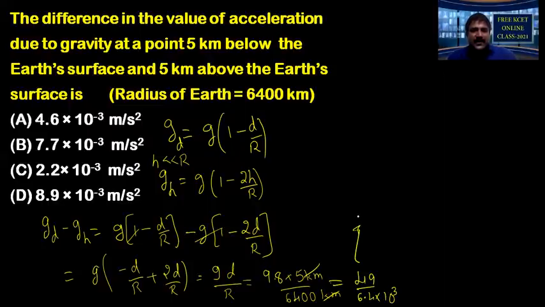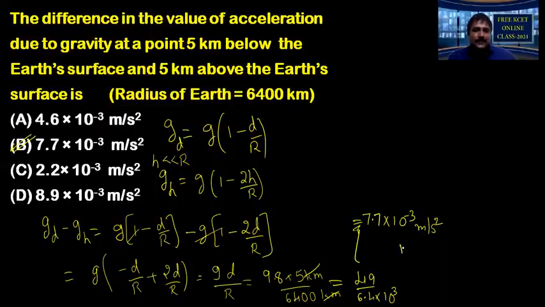So rough calculation, 48 by 6 is nearly 8, but I'm dividing by a bigger number, 6.4 it is. So the answer should come less than 8, around 7.7, 7.8 it comes. So 7.7 I write into 10 power minus 3. Okay, and the unit of difference in acceleration due to gravity is meter per second square. Hence, the difference in acceleration due to gravity, what is required? So the option B is the right choice for this question. B is the right choice.